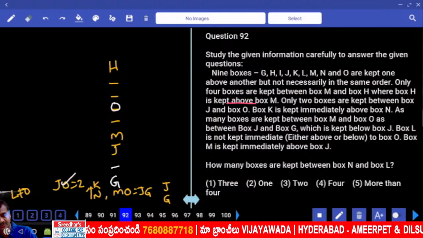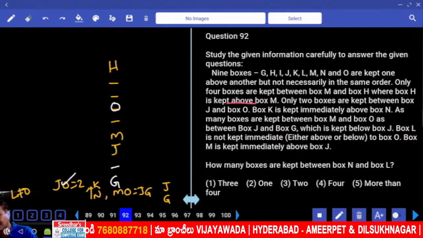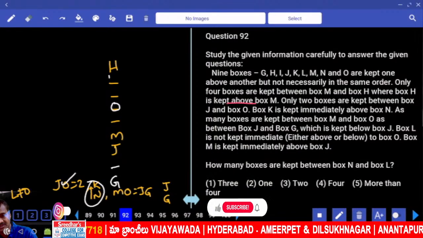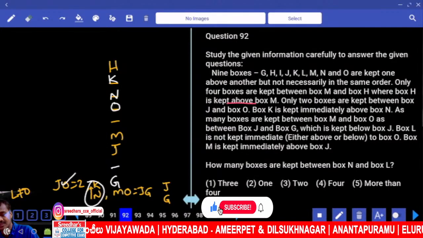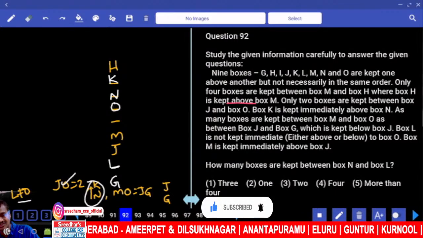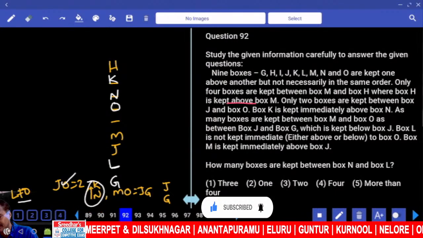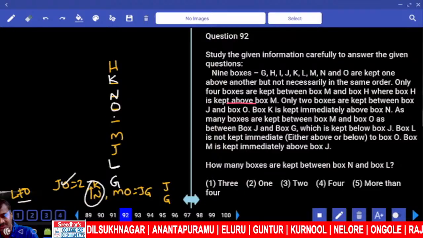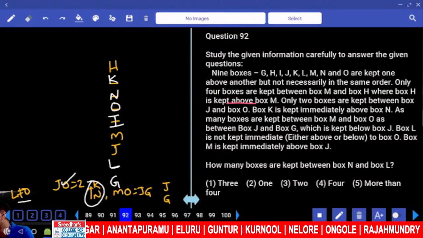How many were there? 3, 4, 5, 6 and 8, 9 were done. 9 were done, K and N are adjacent. K is here, N is here. Then L and O are not adjacent. L is here. What is left over? I must be at this place. Done?